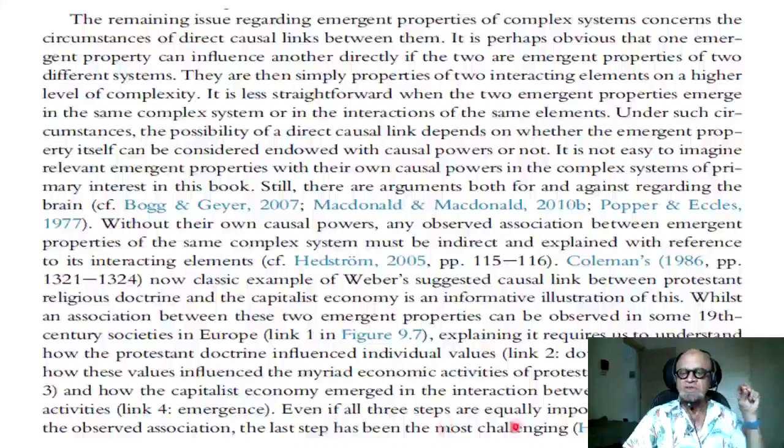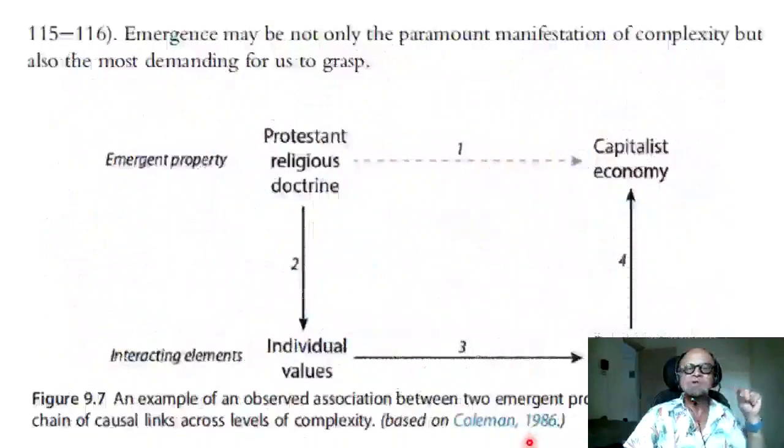Even if all three steps are equally important for explaining the observed association, the last step, or the emergence, has been the most challenging. Emergence may not be the only paramount manifestation of complexity, but also the most demanding for us to grasp. So here is an example of an observed association between two emergent properties explained as a chain of causal links across levels of complexity. So you have emergent property up here.